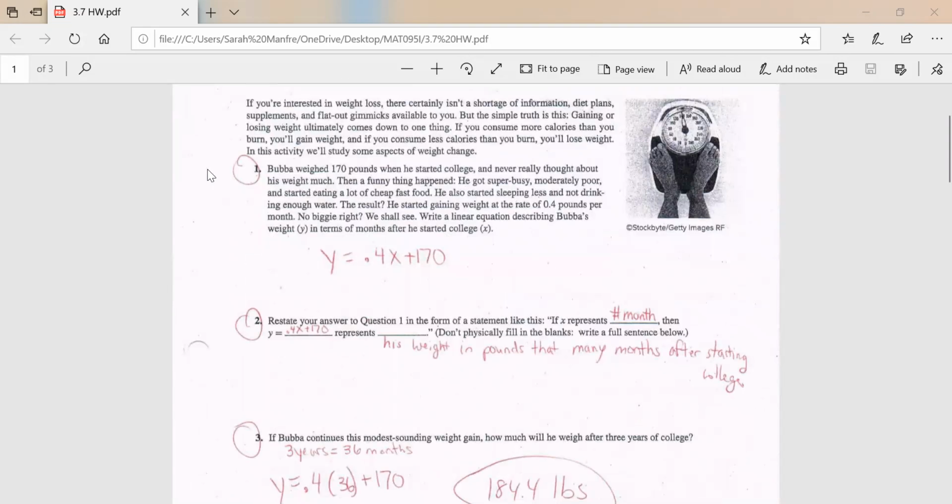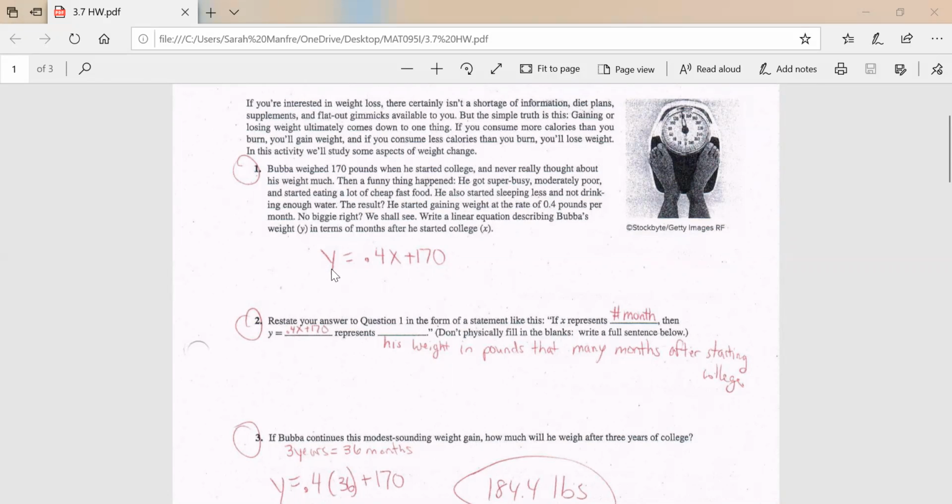Okay, so problem 1 says, Bubba weighed 170 pounds when he started college, and he never really thought about his weight much. Then a funny thing happened. He got super busy, moderately poor, and started eating a lot of cheap fast food. He also started sleeping less and not drinking enough water. The result, he started gaining weight about 0.4 pounds per month. No biggie, right? We should write an equation.